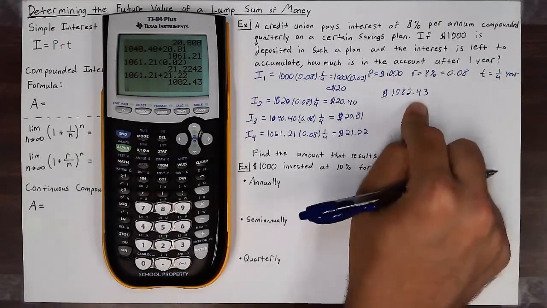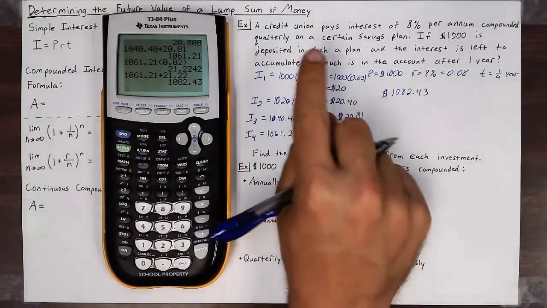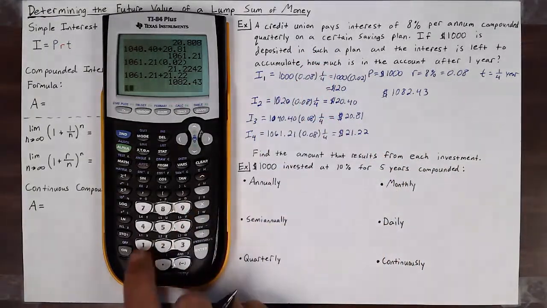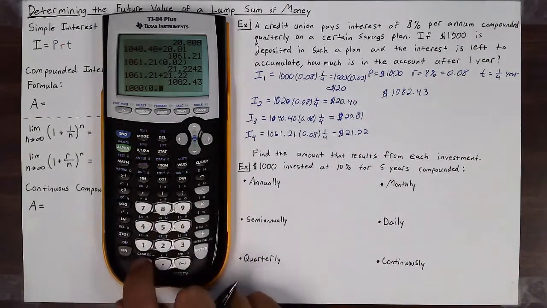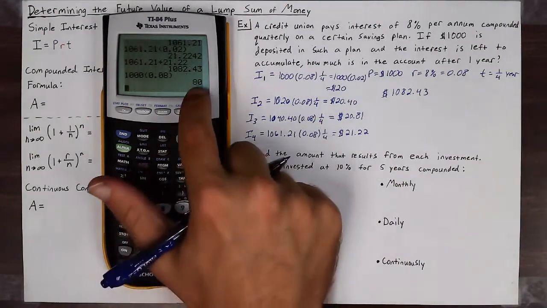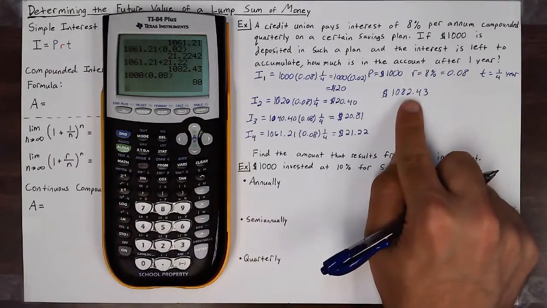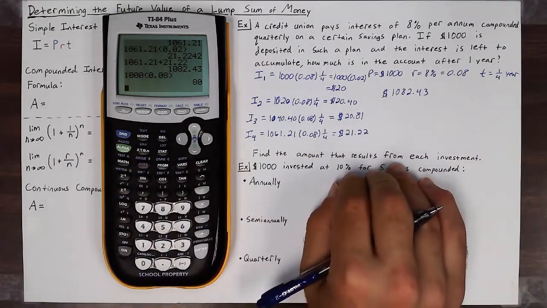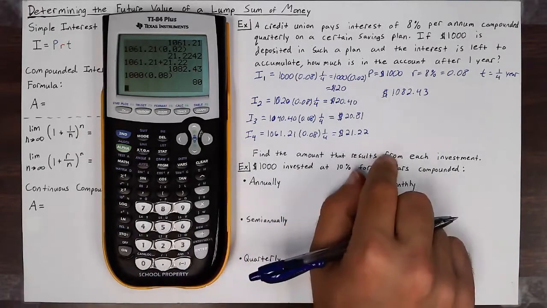So you notice how if I just took 8% of 1,000 that would have just been $80, but I earned a little more than $80 because I did it quarterly. I compounded more frequently than just one lump sum for the whole year.